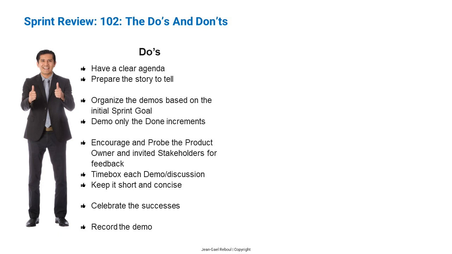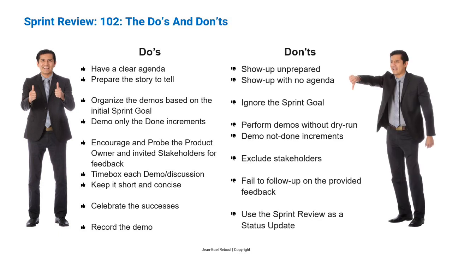So that's all the do's. Now, let's go over the don'ts. Show up unprepared or with no agenda. A sprint review happens every 2 weeks. It can easily become a routine. Sure, the purpose of the meeting remains the same as the last sprint review.